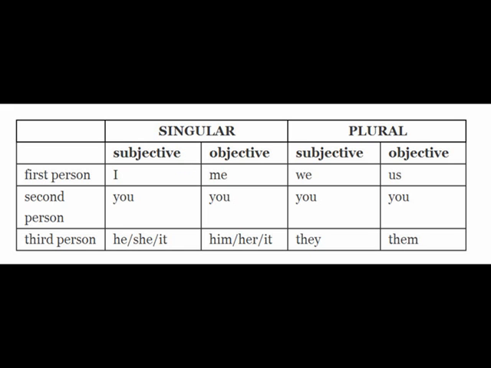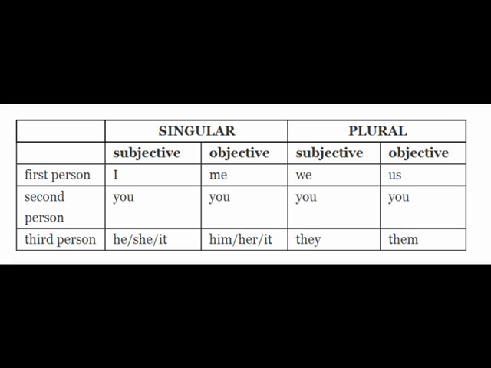I or me. Which to use? Now, both of these words, I and me, are personal pronouns. Also like you and he or she or it, if we don't know the gender of the third person or the object. So the personal pronoun I and me, which to use correctly in a sentence. Let's have a quick look at this table here.